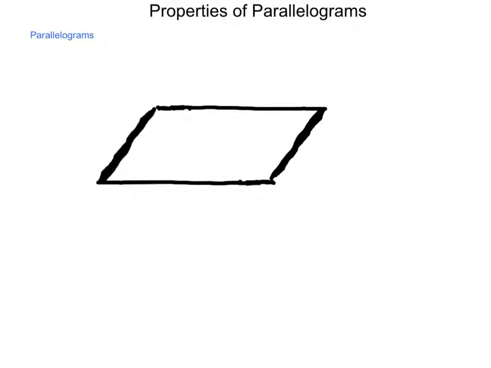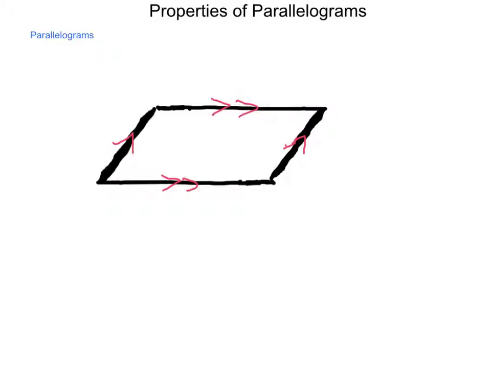In this lesson, we're going to be looking at properties of parallelograms and exactly what it takes to make a quadrilateral into a parallelogram. So let's begin with the definition. A parallelogram is a quadrilateral whose opposite sides are parallel. So that means in the diagram here that these two sides are parallel and these two sides are parallel to each other.